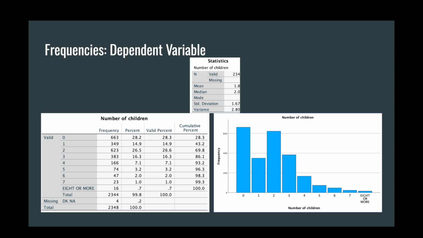Less than 1% had 8 or more. The central tendency for the number of children is 2. About a quarter of respondents stated that they had 2 children. More people have 0 children than any other value. Overall, people seem to have 0 to 2 children, about 69.8%.